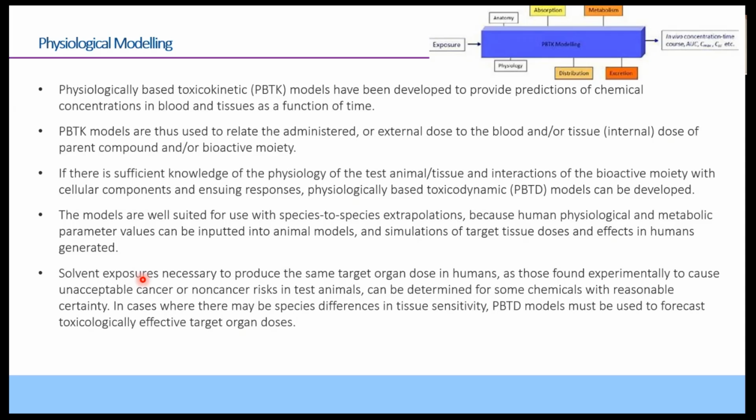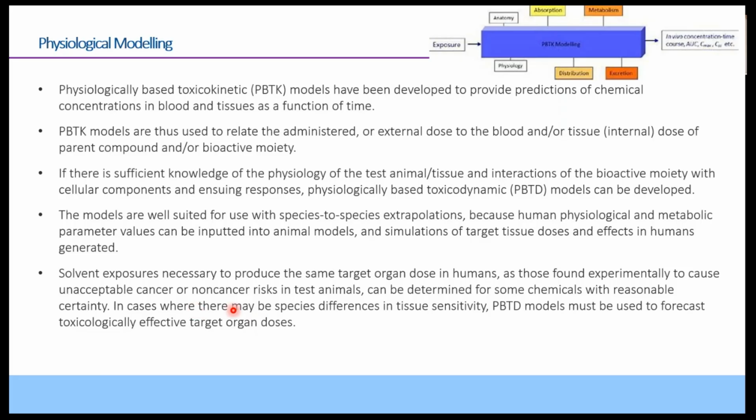Then solvent exposures necessary to produce the same target dose in humans as those found experimentally to cause unacceptable cancer or non-cancer risk in test animals can be determined for some chemicals with reasonable certainty. So right now I was talking about the pharmaceuticals. Similarly, it can be done for chemicals also to derive the target dose which can cause unacceptable cancer or non-cancer risk in test animals.